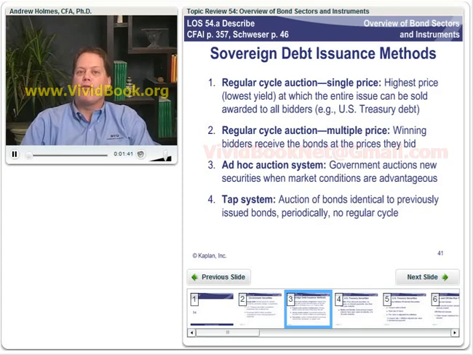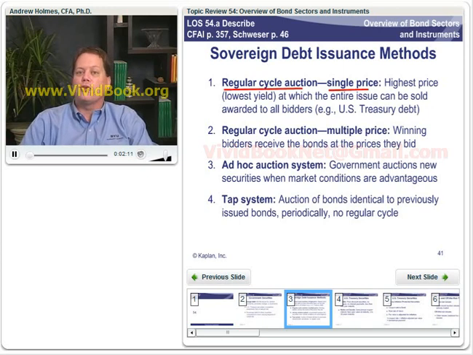Okay, we can have a regular cycle auction where we do it at a single price. What that means is we have an auction on a regular cycle. If it's the United States, we do it every week. So we sell something every week. It's not everything we sell every week. But anyway, this is where the highest price or the lowest yield at which the entire issue can be sold is awarded to all bidders. So everyone puts in their bid, and then everybody essentially gets the same price or the same yield on the securities that are floated that day.